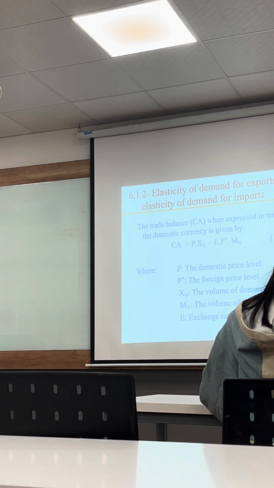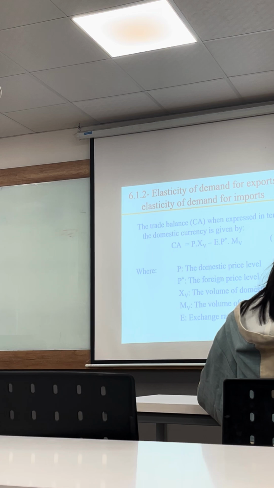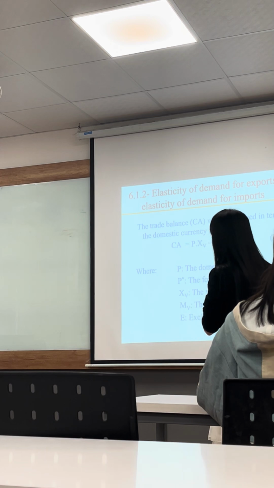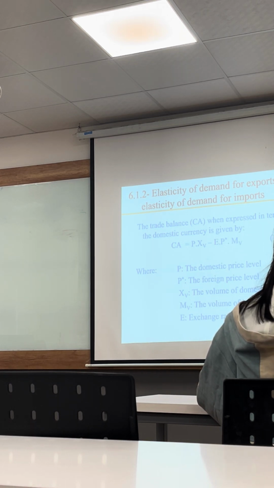If we consider the trade balance as CA, right? It's CA, and when we express it in terms of domestic currency, CA is given by the difference between export and import. With these equations, P is the domestic price level, P star is the foreign price level, XV is the volume of domestic export, and MV is the volume of import. E is the exchange rate. It's the nominal exchange rate.